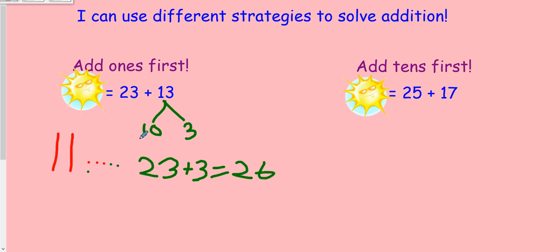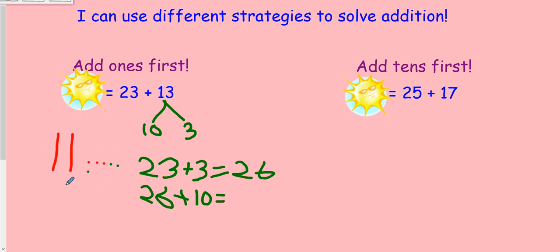We still need to add our tens from 13. We have 1 ten from 13, so that's what we are going to add. So far, we have 26. Now we are going to add 10 more. Let's write that in our number sentence. We have 26 so far. Now we have to add the tens from 13. We need to add 10. 26 plus 10.